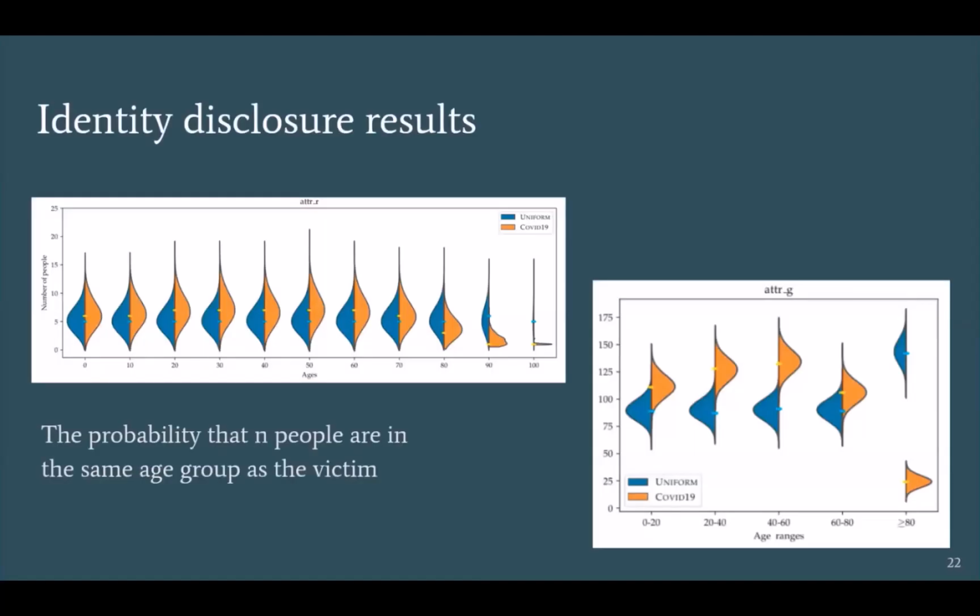And now to the results. Here we have the results for identity disclosure. We see on the left side these violin plots should be read vertically as distribution histograms. By looking at the mode for the elderly people, we see that it is much lower for the informed COVID prior than for the uninformed uniform prior.